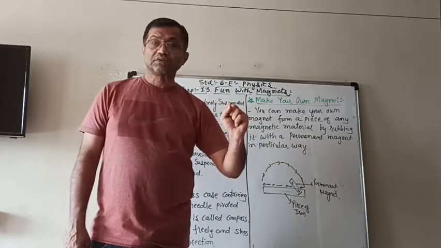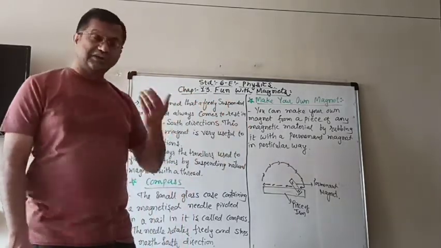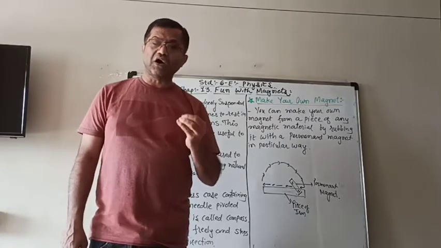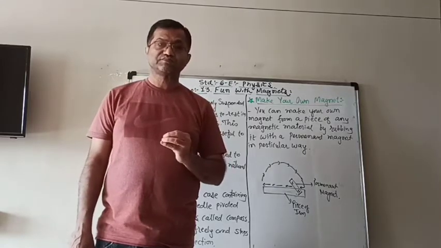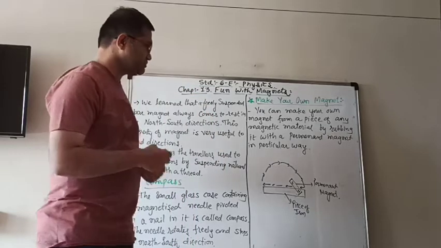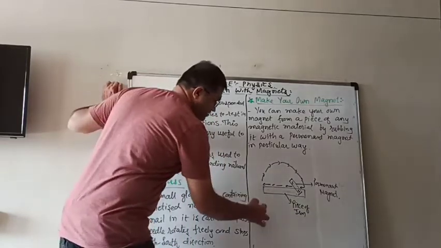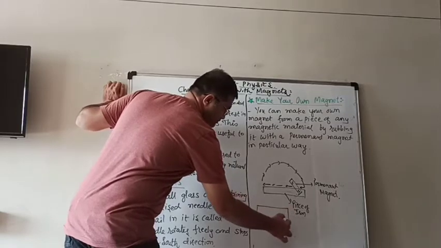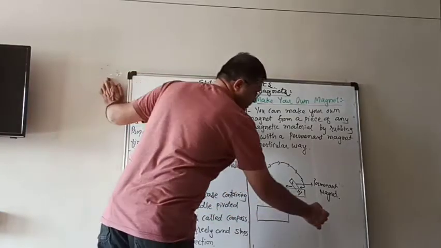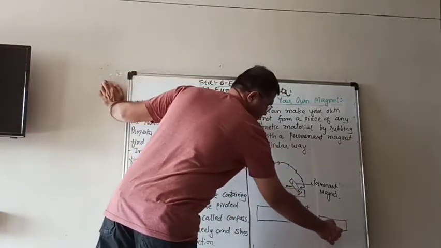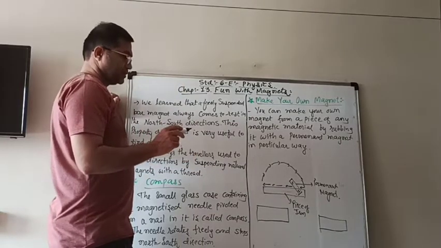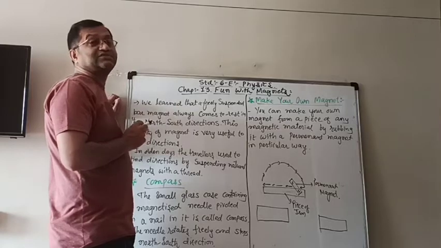Now, let me explain something which is not given in the book. Generally, all magnetic materials have small magnets in them. Let me explain. This is our piece of iron, which is not a magnet, and this is a piece of iron which is a magnet. Actually, all the pieces have small magnets inside.